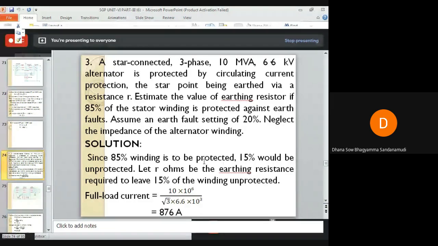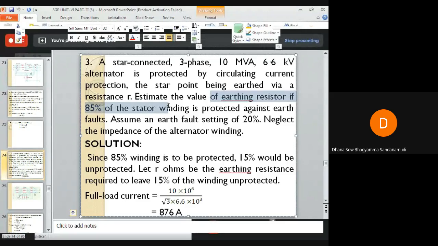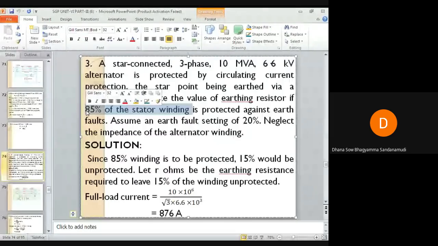Okay. So here it is mentioned that you have to determine the earthing resistance if 85% of the stator winding is protected against earth faults. So 85% of the stator winding protected against the earth fault means 15% of the stator winding is not protected. Here only 85% is protected, that means 15% is unprotected. That we must keep in our mind.